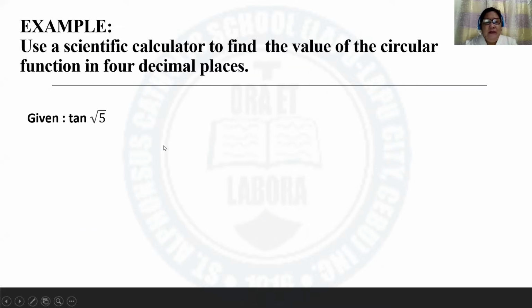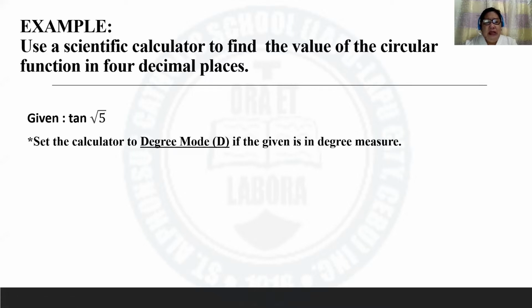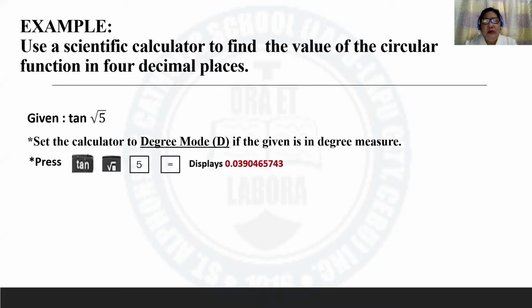Next example, given tangent square root of 5. So again, you have to check your calculator if it is in degree mode. First, you have to press tan, then square root, then 5, then equals, and it will give you 0.0390465743. Hence, tangent square root of 5 is equivalent to 0.0390. So tan square root of 5 is equivalent to tangent square root of 5 degrees.